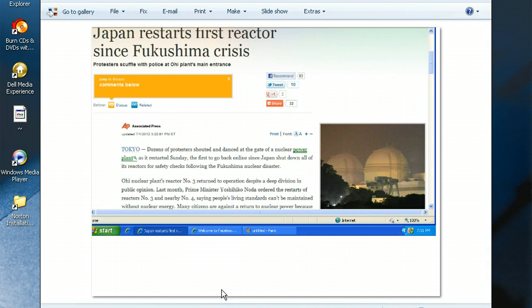What did this say? The Prime Minister ordered the restart of number 3 and number 4.